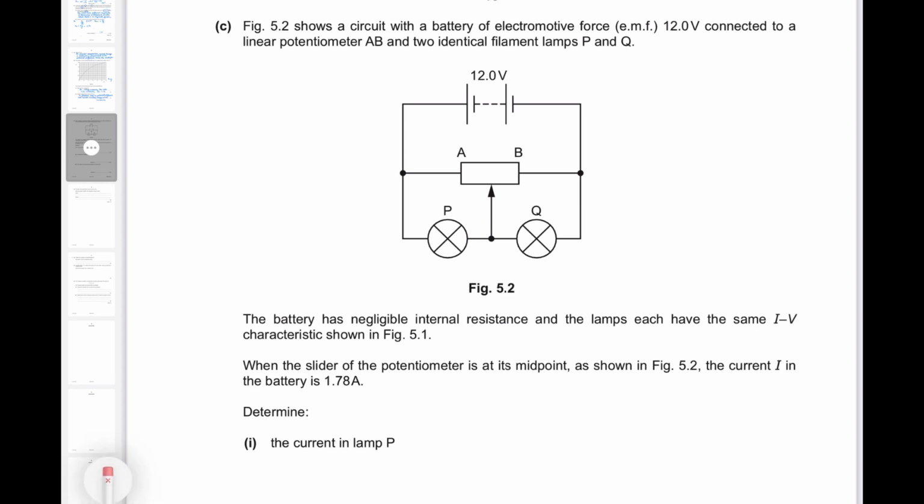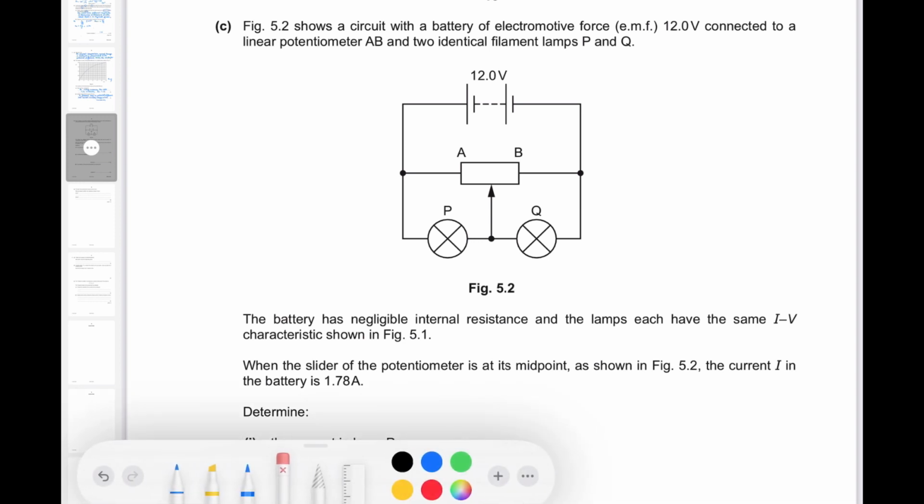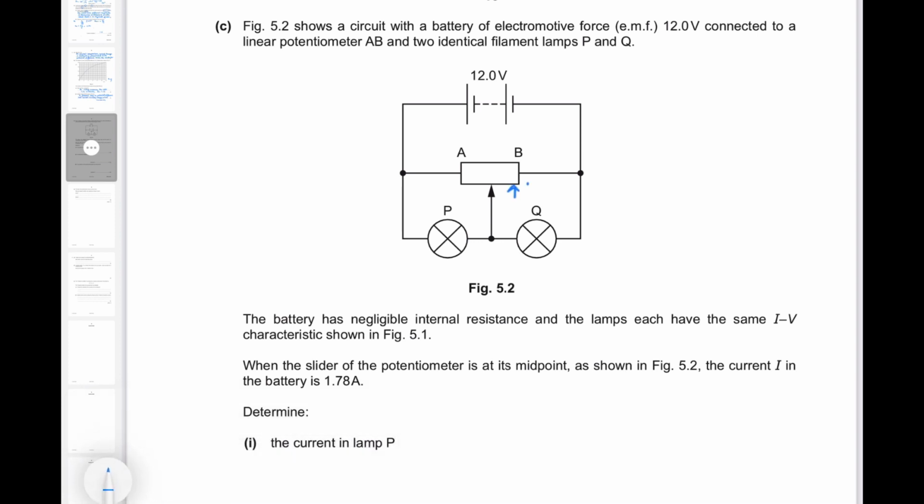AB is a potentiometer, which means it has variable resistance. This resistance will change when the slider moves, so the resistance of AB is proportional to the length of the potentiometer. This resistance would be maximum when the slider is at B, and minimum when the slider is at A. The question mentions that both P and Q have the same I-V characteristics, which means that the 12 volts in the lower loop would be divided equally among them.